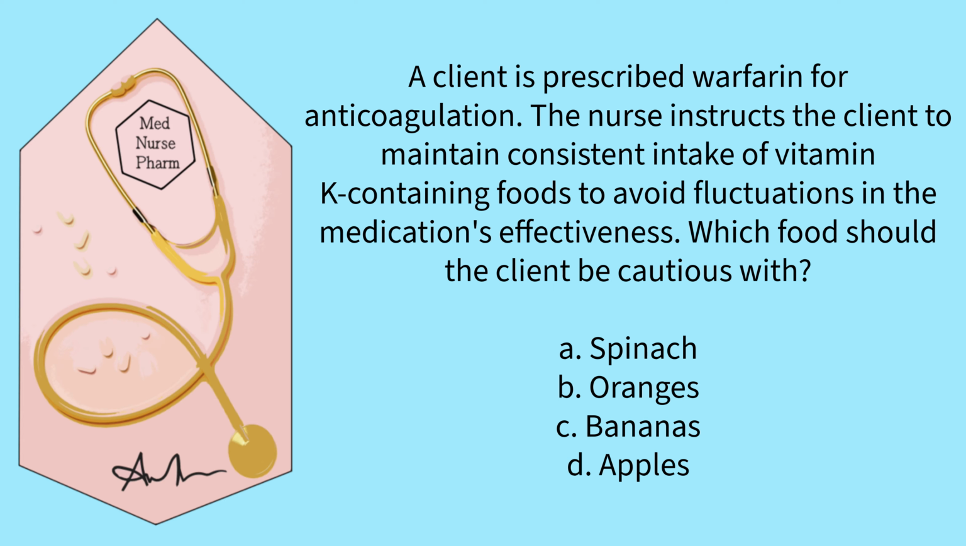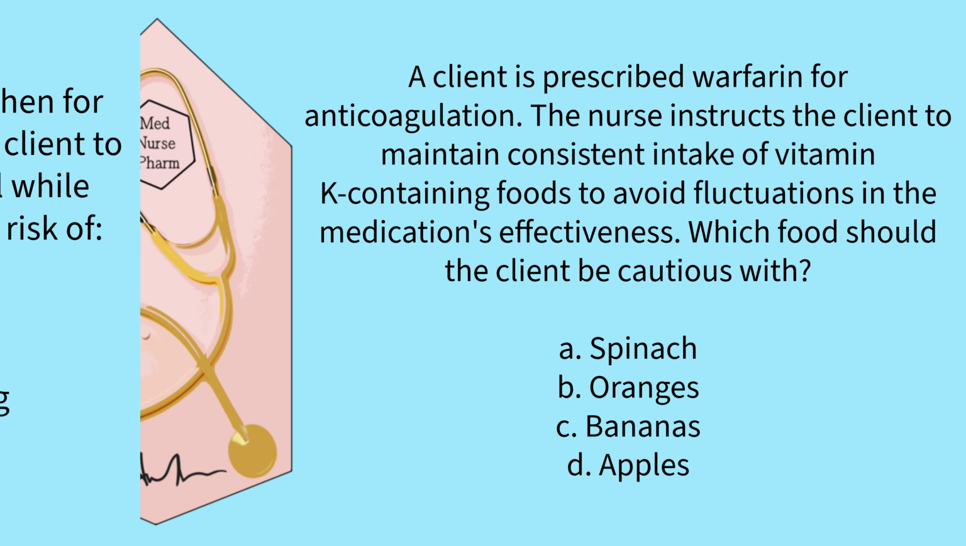Spinach is high in vitamin K, and consistent intake of vitamin K containing foods is important for maintaining the effectiveness of warfarin. Fluctuations in vitamin K intake can affect the anticoagulant activity of warfarin. B is incorrect. Oranges are not high in vitamin K. C is incorrect. Bananas are not high in vitamin K. D is incorrect. Apples are not high in vitamin K.